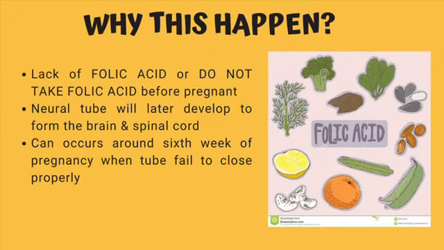How can this happen? First, it is because of lack of folic acid, or not taking folic acid before pregnancy. So every pregnant mom has to consume folic acid to avoid the Spina Bifida problem. Second, the neural tube will later develop to form the brain and spinal cord, and the defect can occur around 6 weeks of pregnancy when the tube fails to close properly. As you can see, there are sources of folic acid. You can get it from oranges, peas, asparagus, lentils, beans, and other veggies.